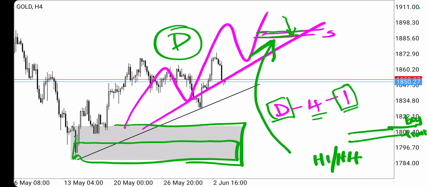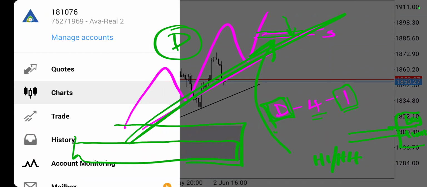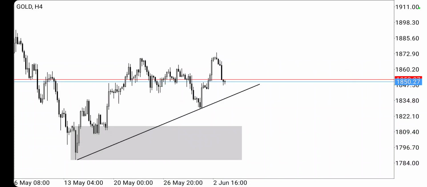Why? Because on our bigger time frame we still have our trend line pointing up. Everything is still pointing up. That's why I don't have to wait for confirmation. I'll say when the price gets there, I'll just go and buy. That's how you do it.